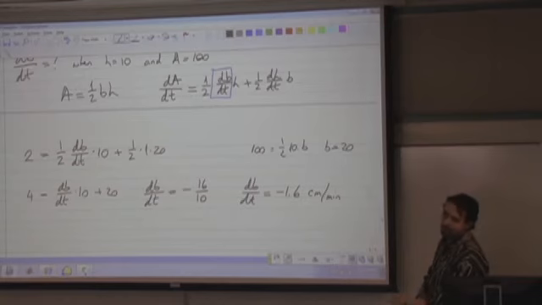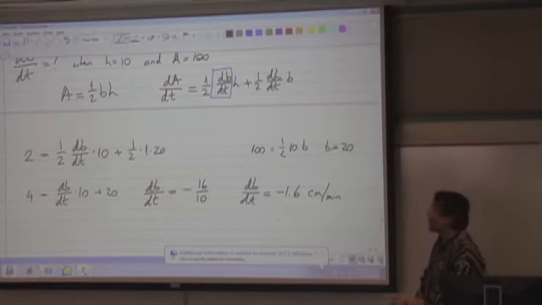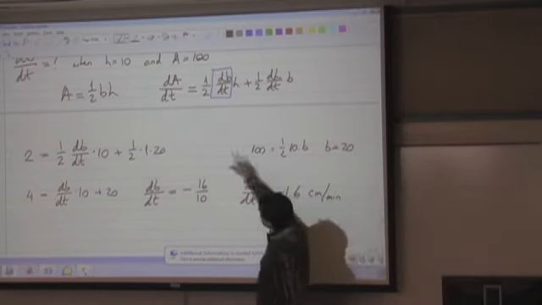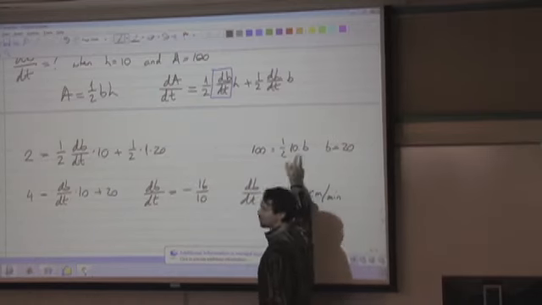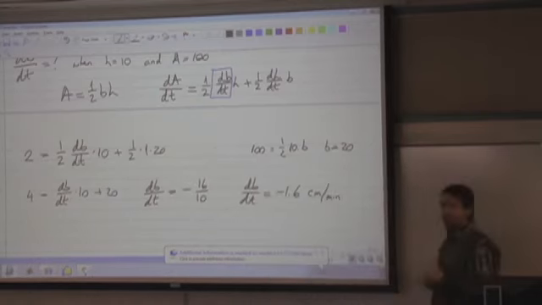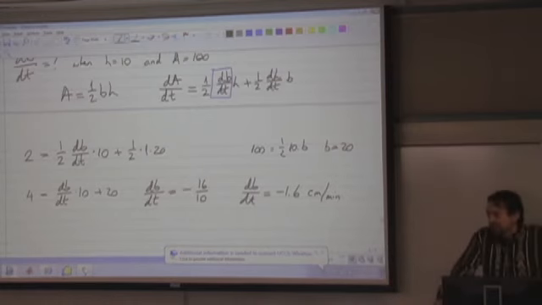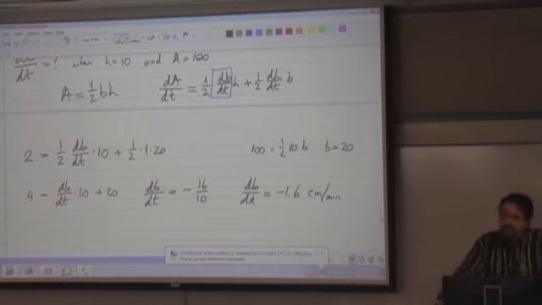Is this making sense? It's negative. Area is 1/2 base times height. We're given the height and the area, so we can get the base. Is the fact that it's negative making any sense? It means the base is decreasing. Would that make any sense? How would that be possible?